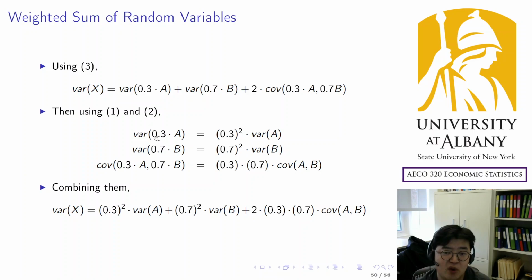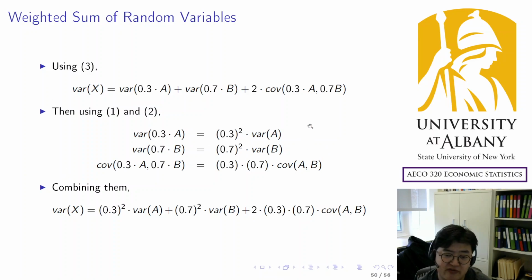So the variance of 0.3 times A: 0.3 times A is a linear transformation, so 0.3 is squared and multiplied by the variance of A. And 0.7 B is similar: 0.7 squared times the variance of B. And then the covariance of a linear transformation of A and a linear transformation of B equals 0.3 times 0.7 times the original covariance. We did this in the previous chapters.